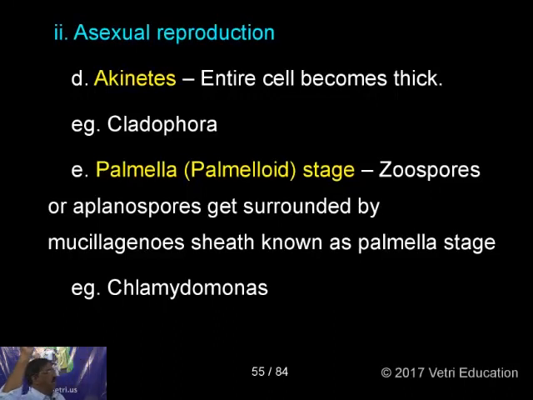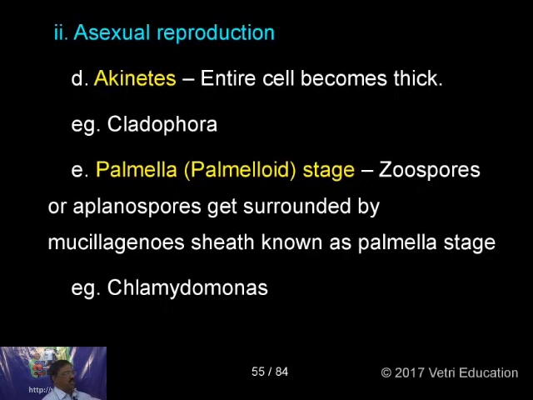The next type, akinetes. The akinetes store some food material and have a thick wall around them, and when conditions are favorable, they will develop into a new alga. Example, Cladophora. The next one, Palmella stage or palmelloid stage.